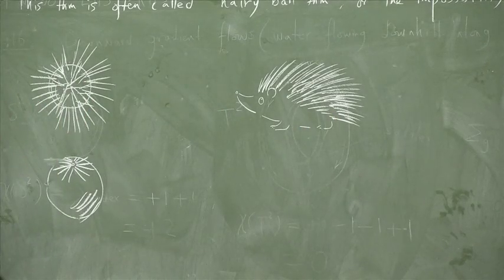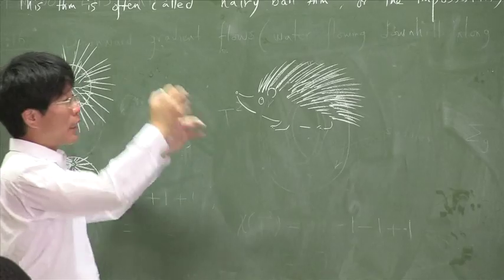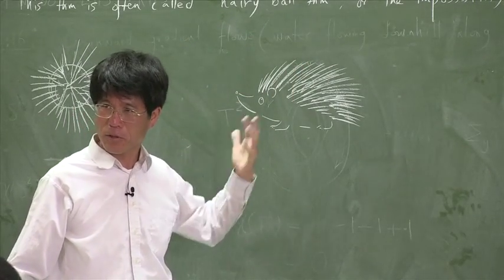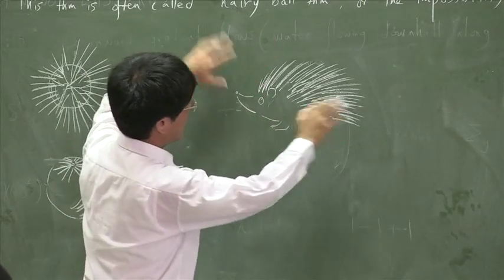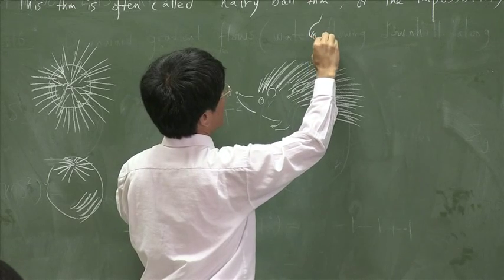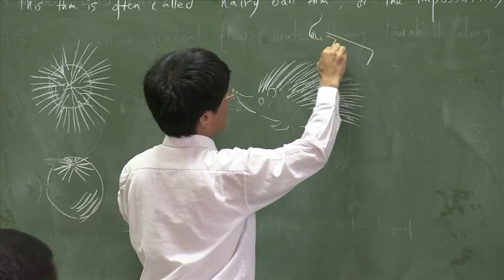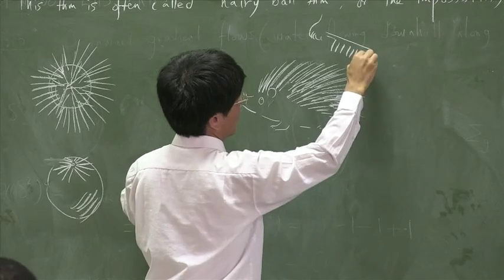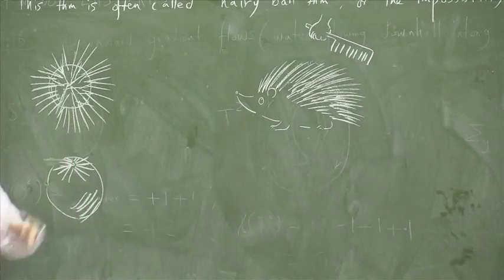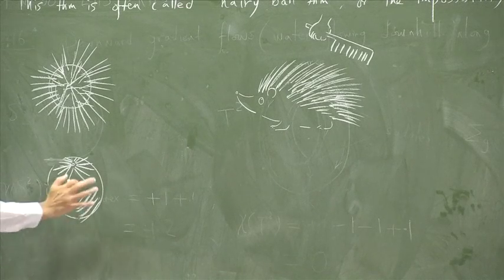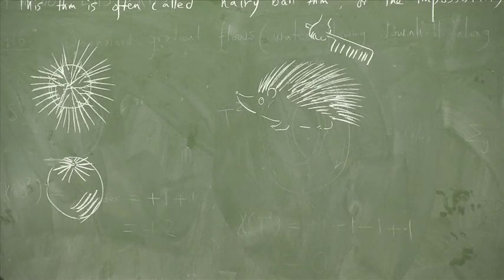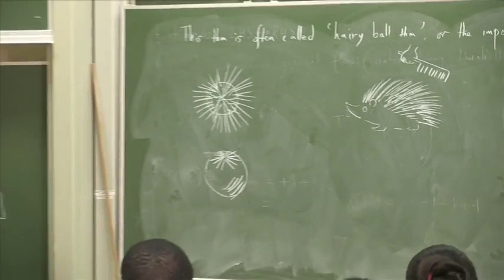Recognize this animal? Yes? Suppose this is a mathematical idealization of a hedgehog. It's not a real hedgehog, it's an idealized hedgehog. Suppose that hedgehog has lots and lots of hair, and you want to comb it. When you comb a hedgehog, you cannot comb it like this everywhere. You have to produce singularities like this. That's an interpretation of this theorem.